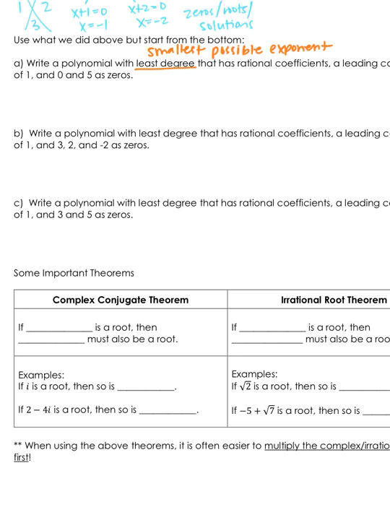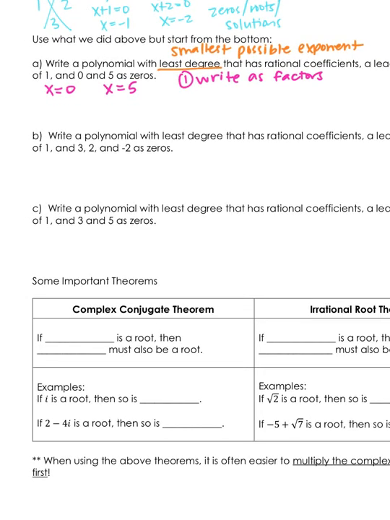Okay, so here's what I know. I know that x equals 0. I know that x equals 5. And so I'm going to write these as factors. So first I want to write as factors. So with a factor, we want to get it set equal to 0. So for this one, it's already set equal to 0. So I'm going to write x. And then to get x equals 5 equal to 0, I'm going to subtract 5 from both sides. So x minus 5. So this would be my factored form.